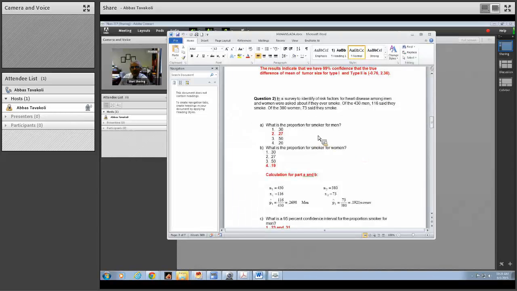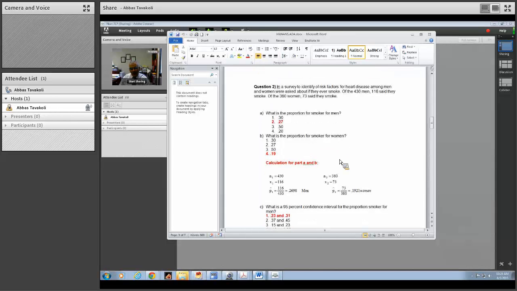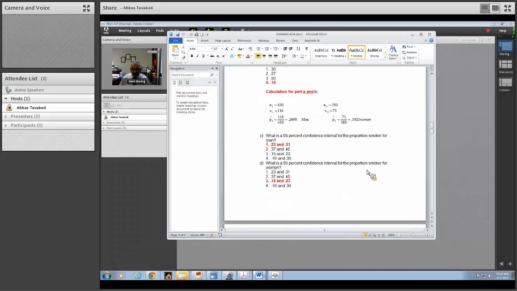What is the proportion of smokers for men? That's very easy. We have 430, 116 say yes, 116 divided by 430 is 0.269. 0.27 is the correct answer. What is the proportion of smokers for women? Again, 73 divided by 380, 0.1921 for women.